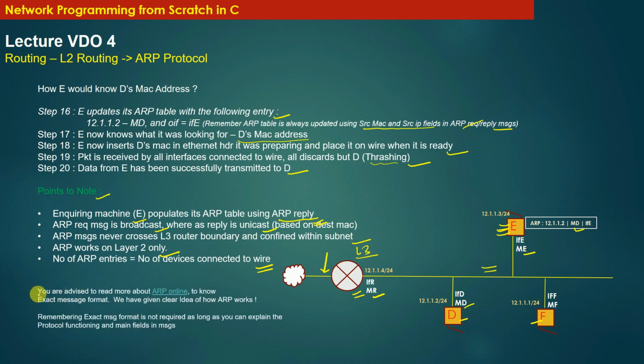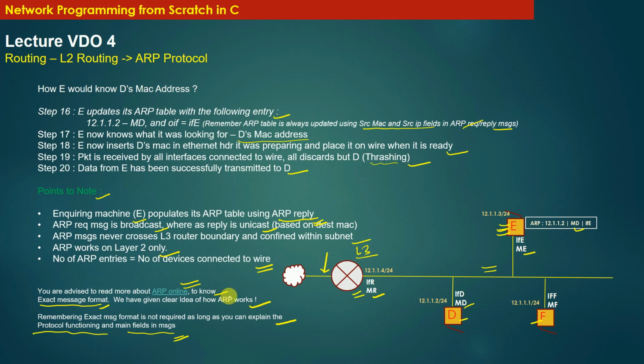So finally, you are advised to read more about ARP online. You can just Google it and read more about the ARP protocol. You should have at least one glance at the exact message formats. We have given a clear idea of how ARP works. So remembering the exact message format is not required as long as you can explain the protocol functioning and main fields in the message, right? So don't try to mug up the message formats.